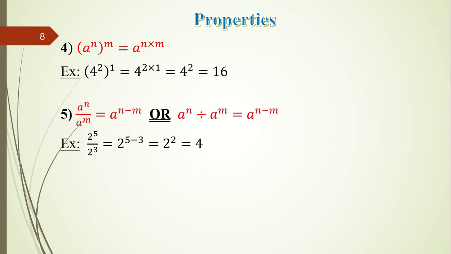So here 5 minus 3 is equal to 2. So we write 2 power 2 in the numerator since the power 5 is greater than the power 3, okay? If we had power 5 in the denominator, we would have to write the answer in the denominator, okay?